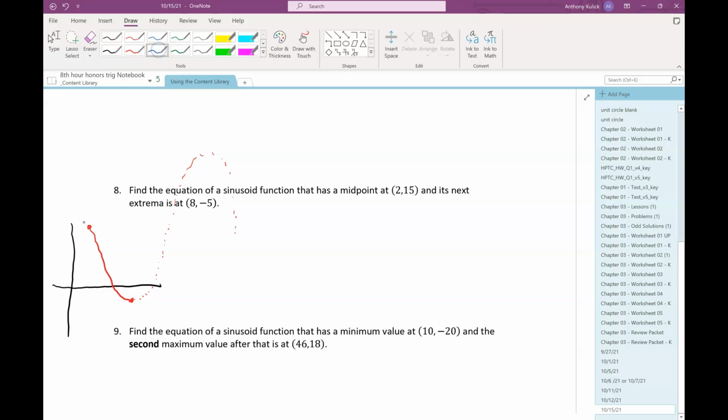So if I think about it, my midline has to be here, right? So it has to go through the point (2, 15), so I know it's y equals 15. So I know that k is 15.